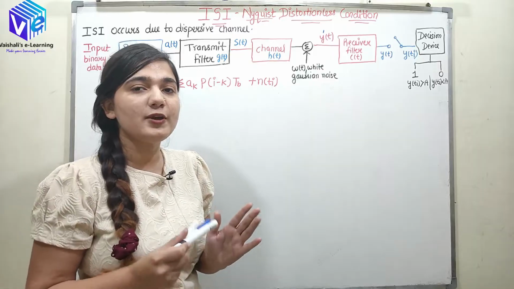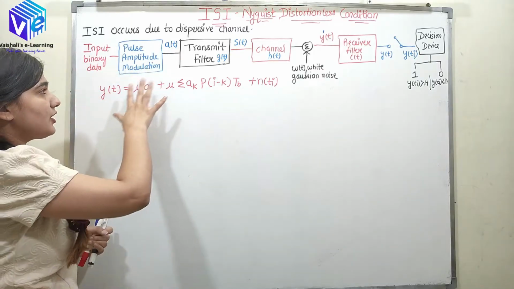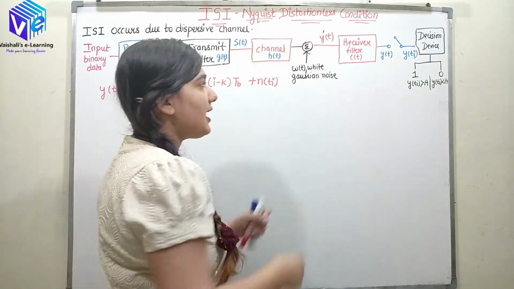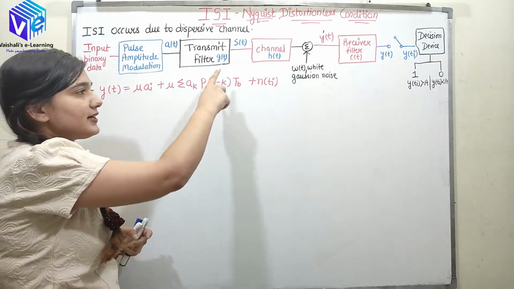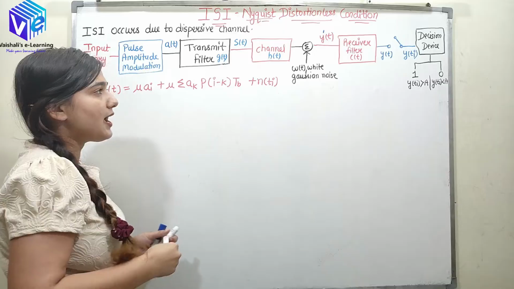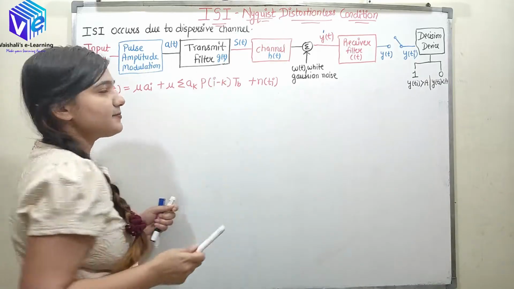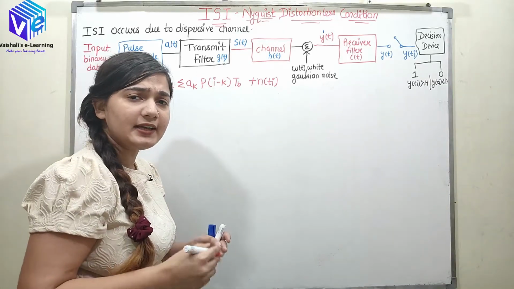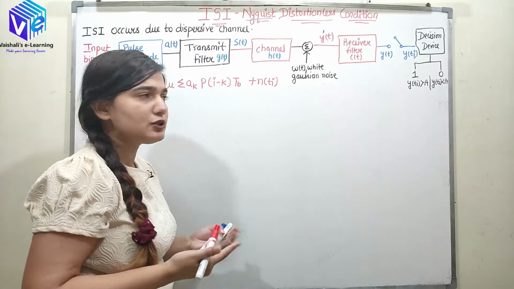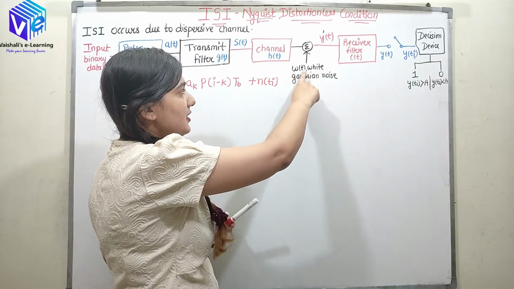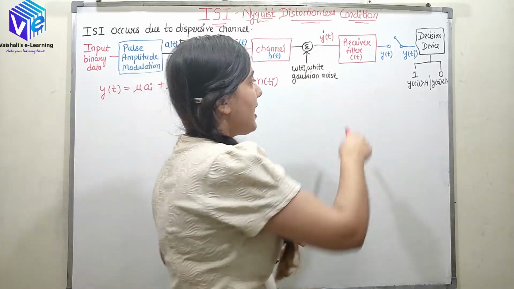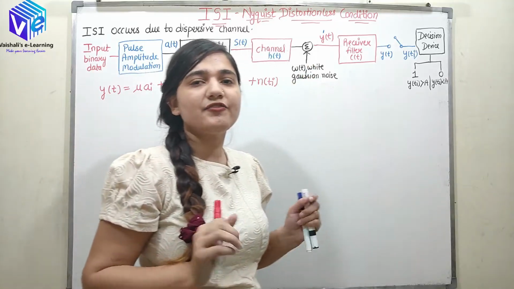So I hope you remember I was talking about the transmitter, the channel and the receiver, and I have already talked about the various filters which are present. I have already talked about the transmit filter and how it impacts the pulse amplitude modulated signal. After that, the channel transfer function and the white Gaussian noise, as well as the receiver transfer function.